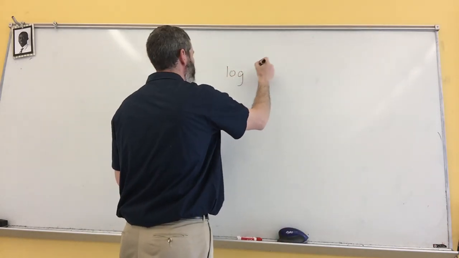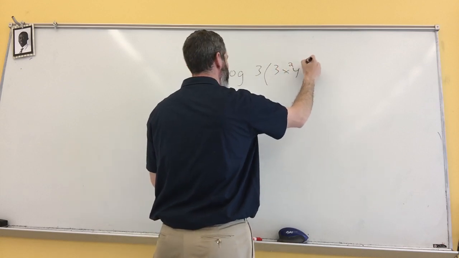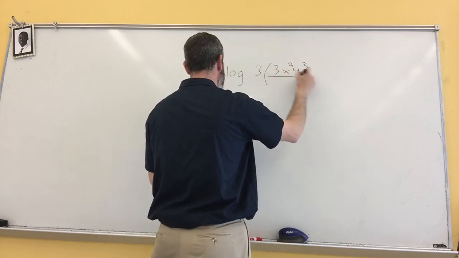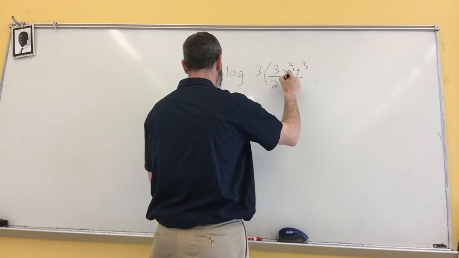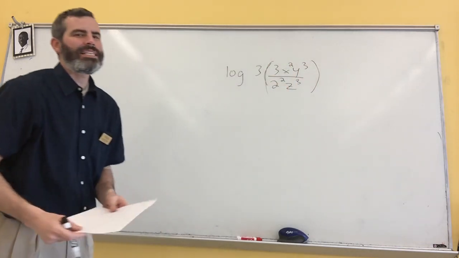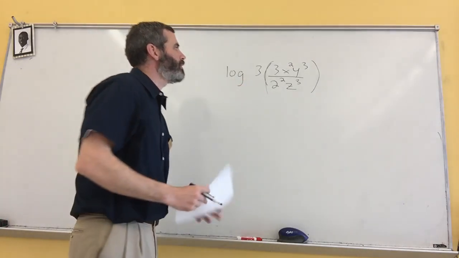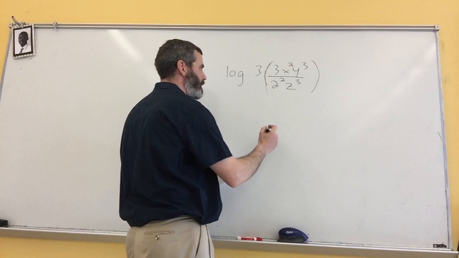Log of 3 times 3x squared y cubed over 2 squared z cubed. So guys, this looks confusing. Everybody sees this and they don't know what to do with this 3 here. It's kind of like an optical illusion. A little side note, separate problem.